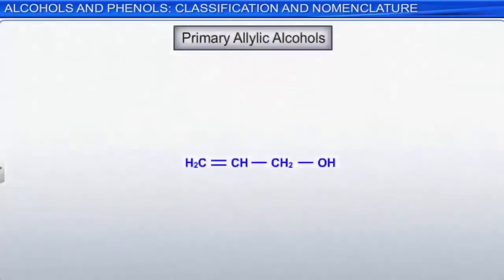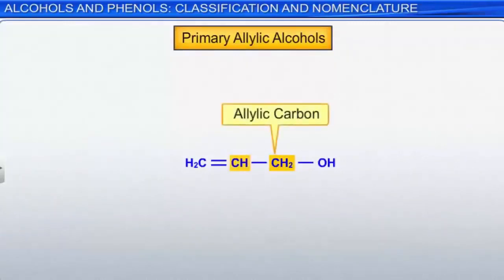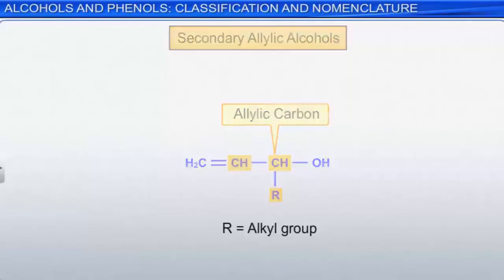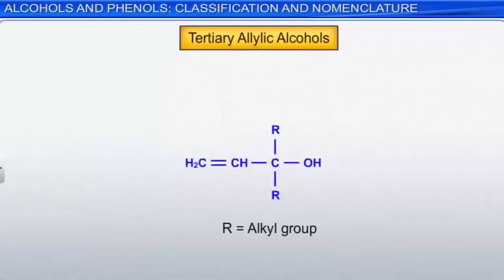As we saw before, a primary alcohol has one other carbon group attached to the allylic carbon. Secondary allylic alcohols have two carbon-containing groups joined to the allylic carbon. Tertiary allylic alcohols have three carbon groups bonded to the allylic carbon.